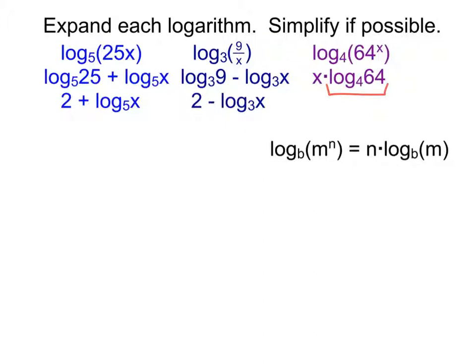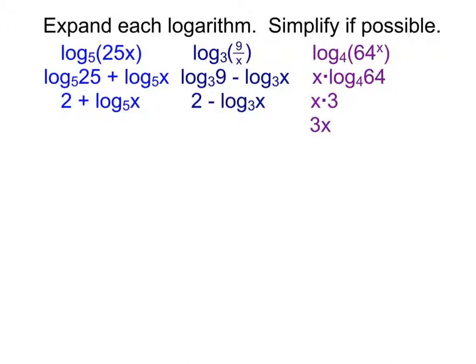Well, that one sometimes we know, sometimes we don't. So let's check it here. What's 4 times 4? 16. What's 16 times 4? 64. So that does work. Notice it took 3 of them, and so log base 4 of 64 then just equals 3. So that's just going to be x times 3, although I don't really want to leave it like that. Let's clean that up. Write it as 3x as our final answer.